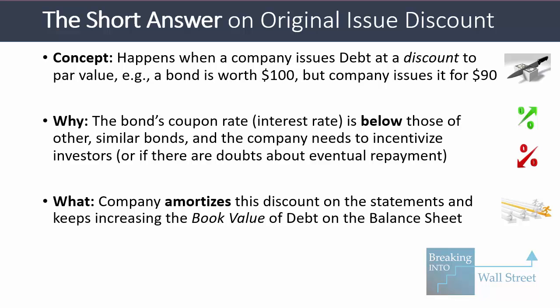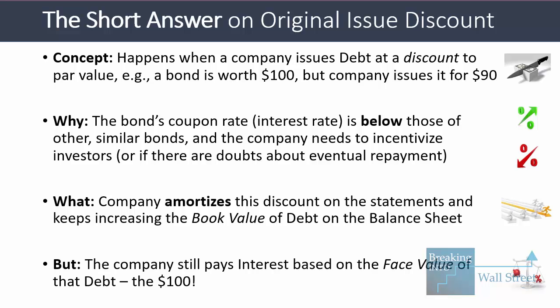When this happens, the company amortizes this discount. So in the example with 100 and 90, it's a discount of 10, so they would amortize that discount of 10 over the total years that the bond remains outstanding on its financial statements, and the company will keep increasing the book value of debt on the balance sheet as this happens. But the company still pays interest based on the face value of the debt, the 100.